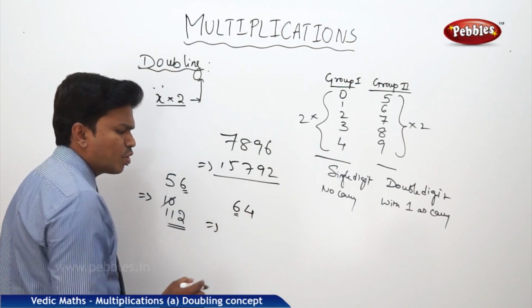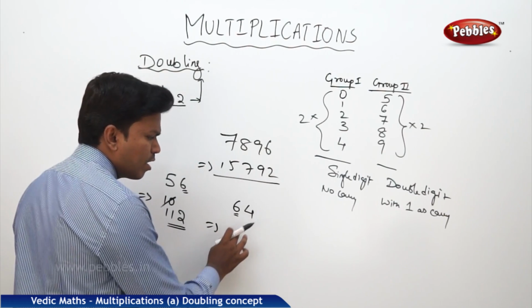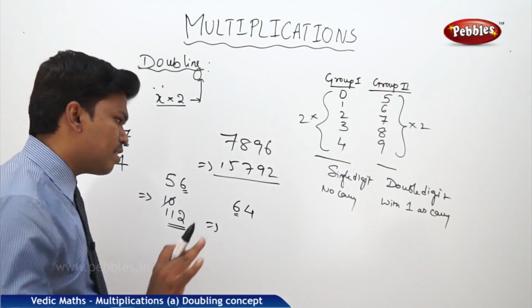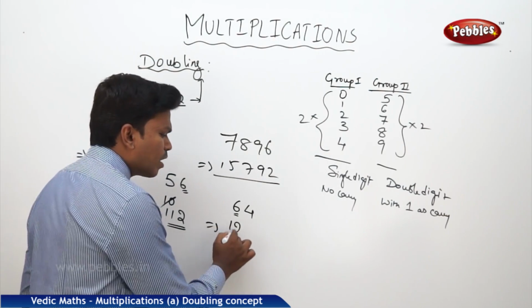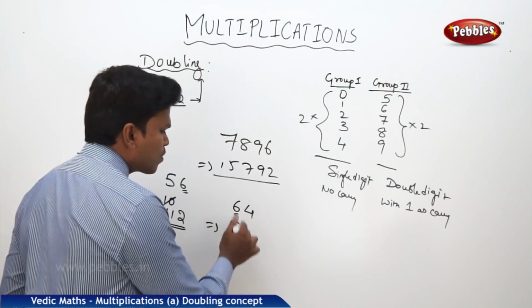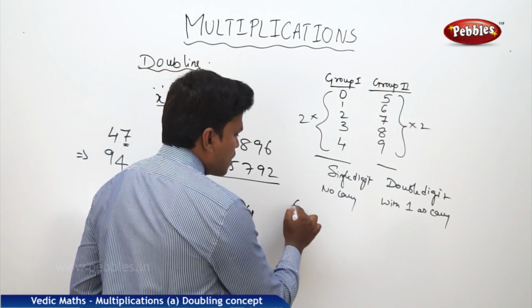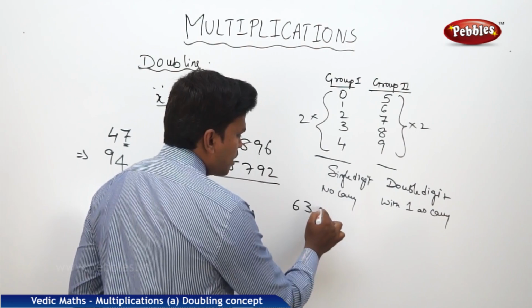Suppose if you take like this, let us take 64. What is 2 6s are 12. Yes, I have to write here 12. But is the next number first group or second group? Yes, it is first group only. So 12 will be 12. There is no need of increasing. Just 2 4s are 8 directly. So what is the answer? 128.